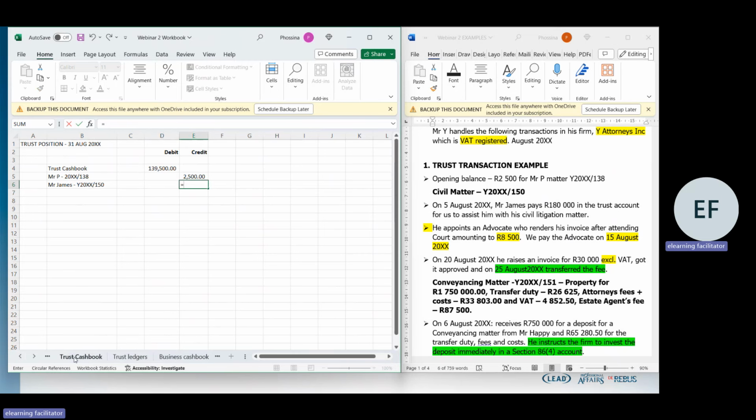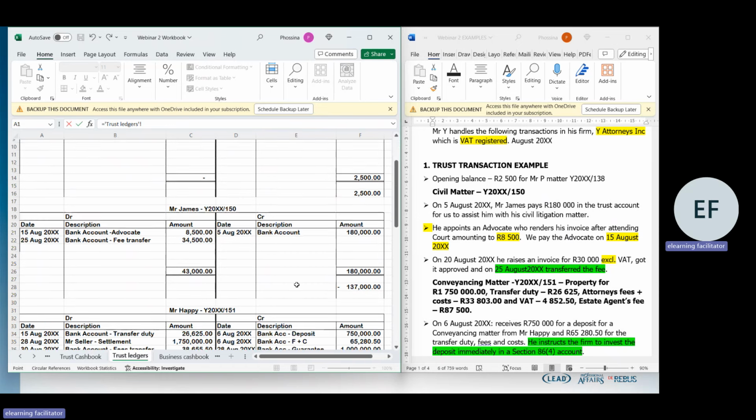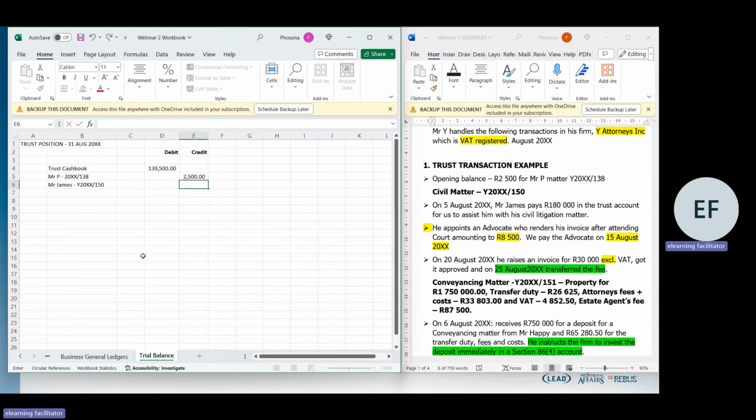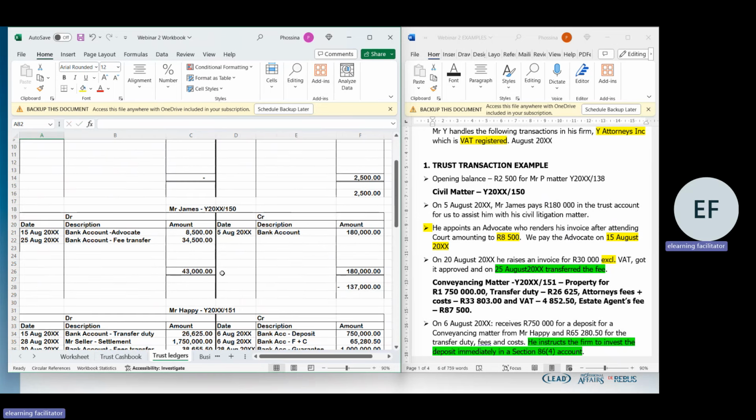Where do we get the amount? We go to our ledger for Mr. James. You can see the side. Let me first start by balancing it off, because I have not done the balancing off. It will be easier when we balance it off. So this is the balance. When we take 31 August 20XX, the closing balance is going to be 137,000. Okay, so we are balanced.